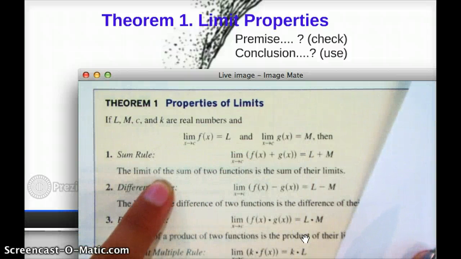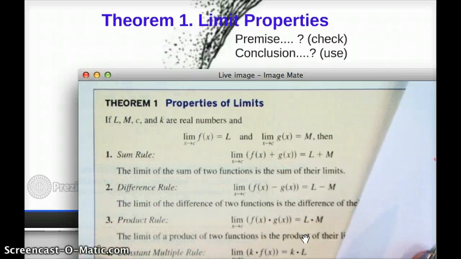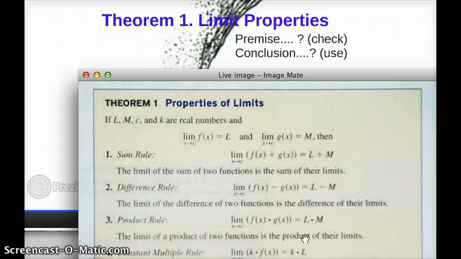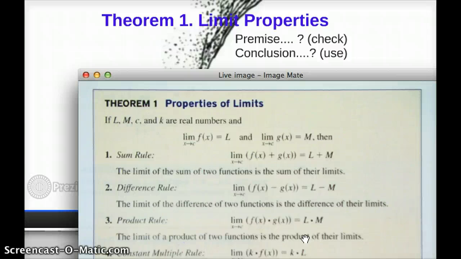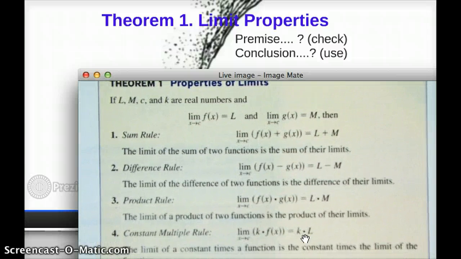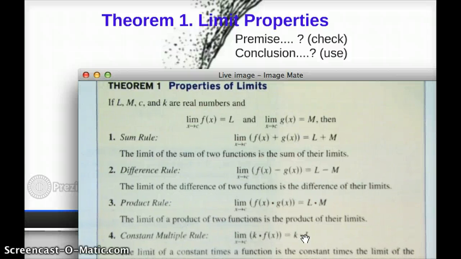I will pause so that you can copy down these rules. But when we come back, we'll talk about a little bit more what they mean. In particular, when you use this theorem, what are you going to check? That's the premise that you need to make sure holds true. And if it holds true, what do you get to do with this information? These are the first 4 of the limit properties. Pause to copy, and then I'll show you the rest.